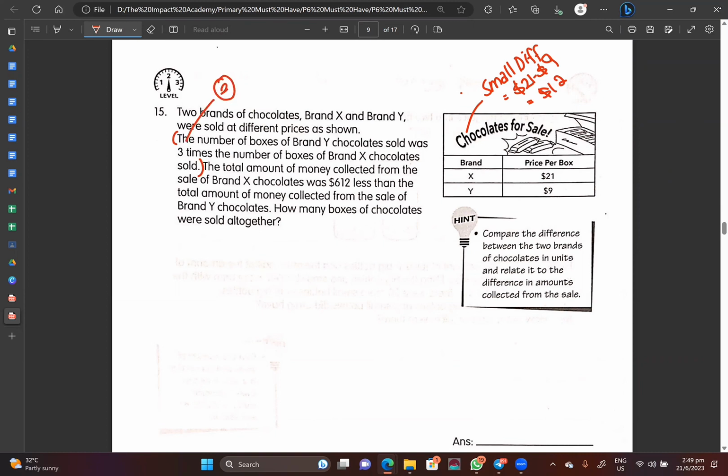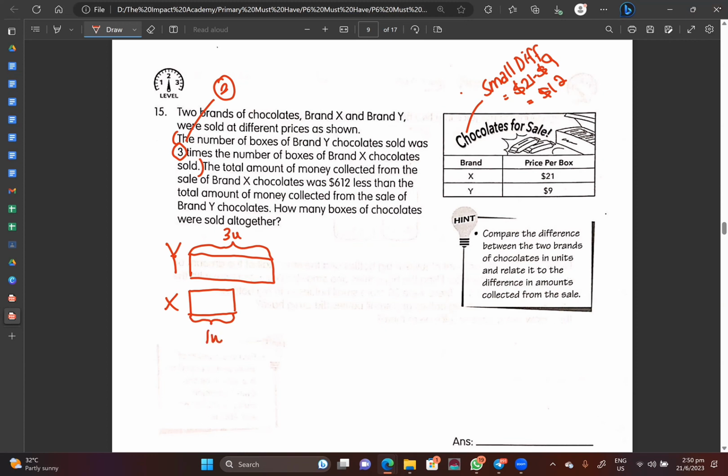Okay, sentence number 2. They say the number of boxes of brand Y chocolate sold. Okay, so we know Y sold was 3 times. So if brand Y is 3 times, we are going to show that brand Y is 3 times, of course, more than brand X. Okay, so brand Y is more than brand X by 3 times. Okay, this is the number. All right, so what I want to do is write down that this is 3 units, and then I want to write down that this is 1 unit.